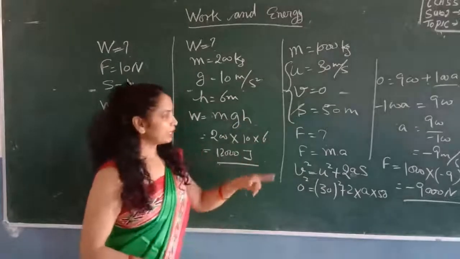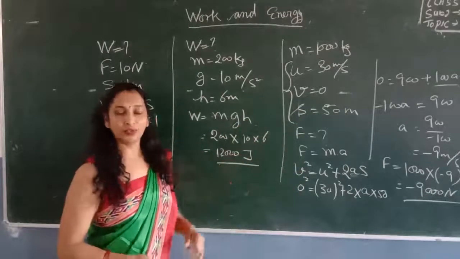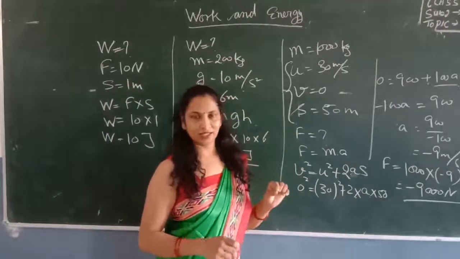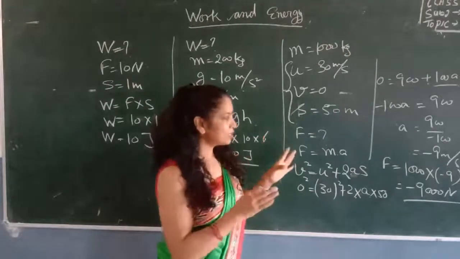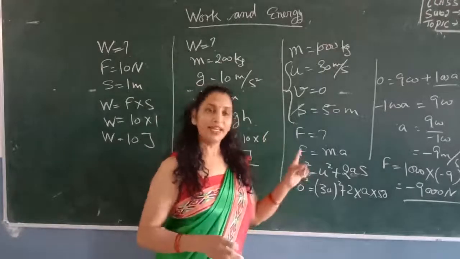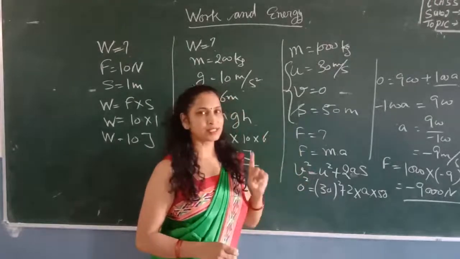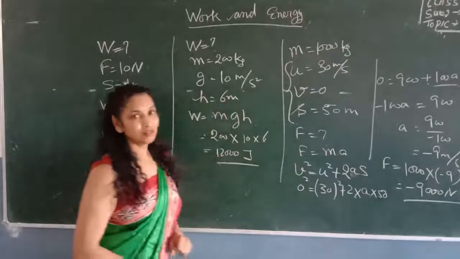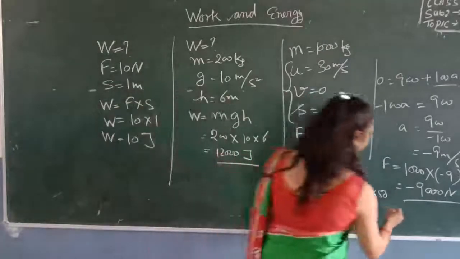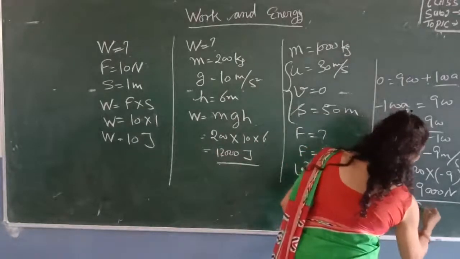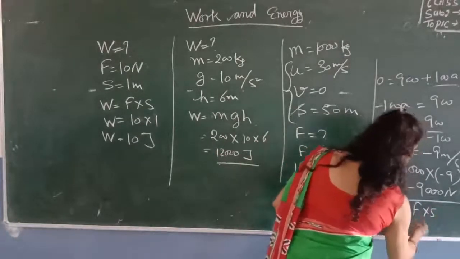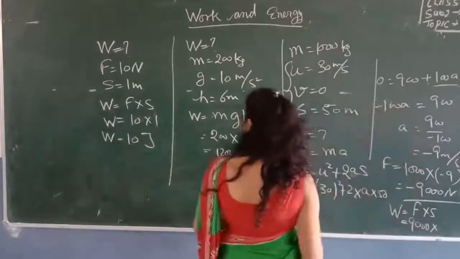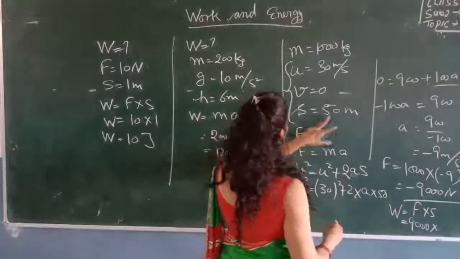So you will not write the answer as just 9000 Newton. You will write the answer like: force is 9000 Newton, and the negative sign shows that the force is exerted in the opposite direction of the motion of the body. So this is the force. And again you have to find W. W is F into S. You know the value of F is 9000. And S is how much? It was 50.